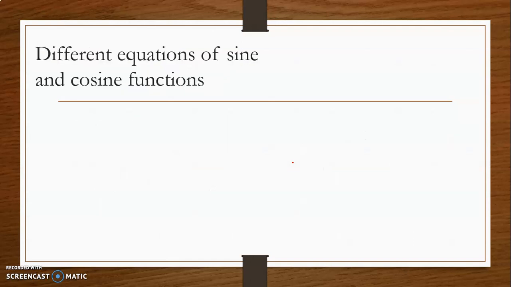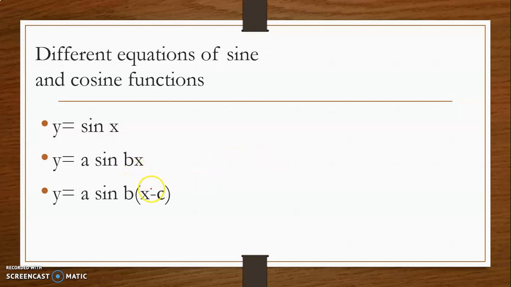Before that, let us first know the different equations of sine and cosine functions. We have four types of equations. The first one, which was discussed earlier, is y equals sine x. The second one, y is equal to a sine bx. Third, y is equal to a sine b times the quantity of x minus c. And the fourth one, y is equal to a sine b times the quantity of x minus c plus d.